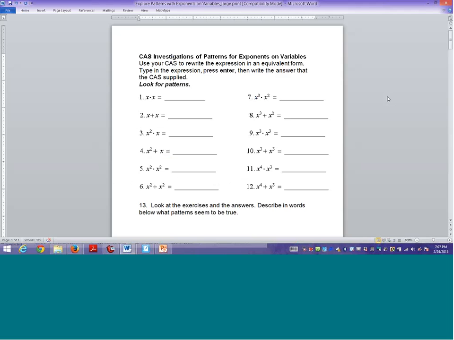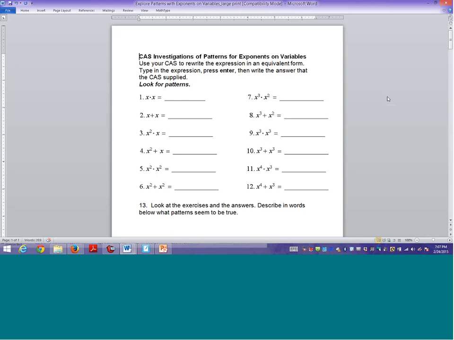This is a worksheet, or as many of you know, I prefer to call them gifts. Worksheet just sounds so awful. This would be a gift I would give my students. And this is a CAS investigation of patterns for exponents on variables. This would be a way to use CAS to help my students discover, investigate, and explore the properties of exponents.